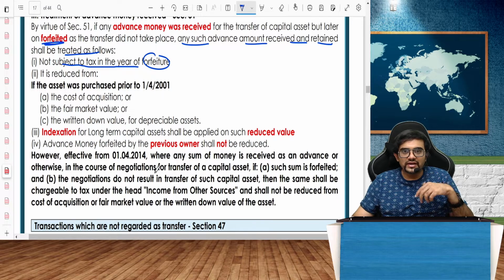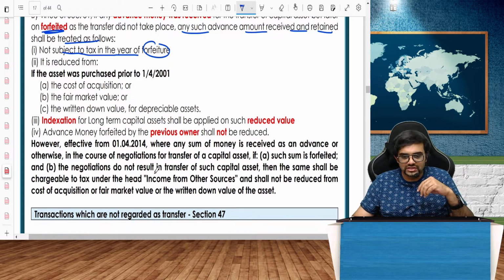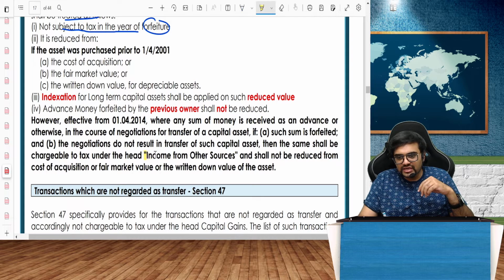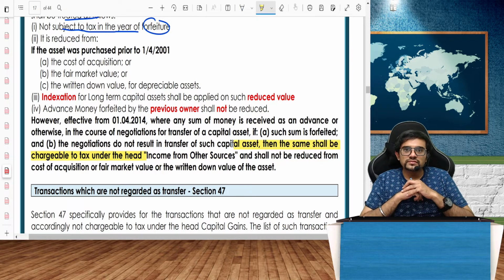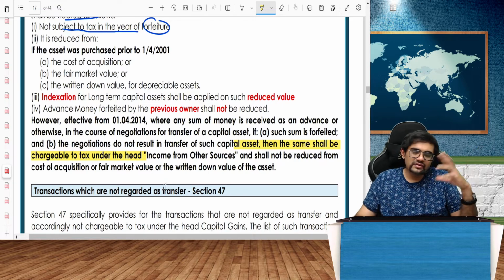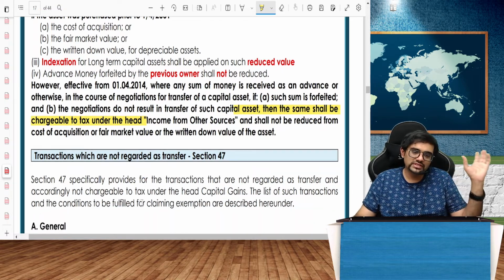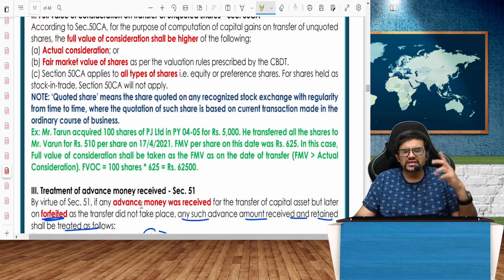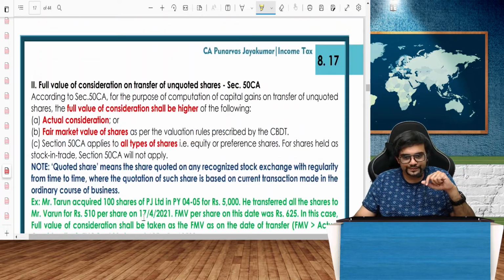Otherwise, if the negotiation did not result in any transfer, then I will charge it under income from other sources. So this again requires a lot of explanation with examples. Leave it. This is the basic thing in the revision. This is the best we can do.